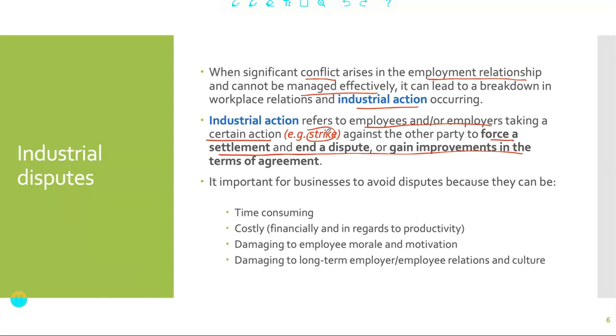It's important for businesses to avoid these disputes, because anytime there is an industrial action, even a minor one, these are time consuming, costly, financially and also in productivity, also in terms of their reputation. It can damage the employees' morale and motivation, which we know is inherently linked to objectives of the business, if we think about previous key knowledge points. And it is damaging to the long-term employer-employee relationship and their culture.